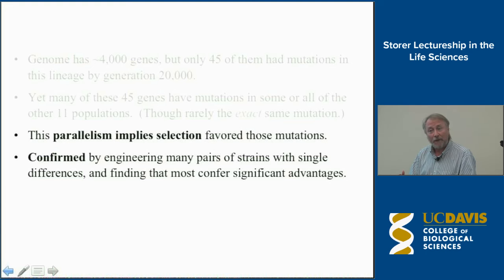And one of the beautiful things about working in a model system like E. coli, where geneticists have learned all these tricks and done this beautiful biology for, you know, half a century, is that we can make what we call isogenic constructs, where we manipulate individual mutations and make strains that are identical except for those mutations. And we've done that for many of these genes where we found this parallel evolution.